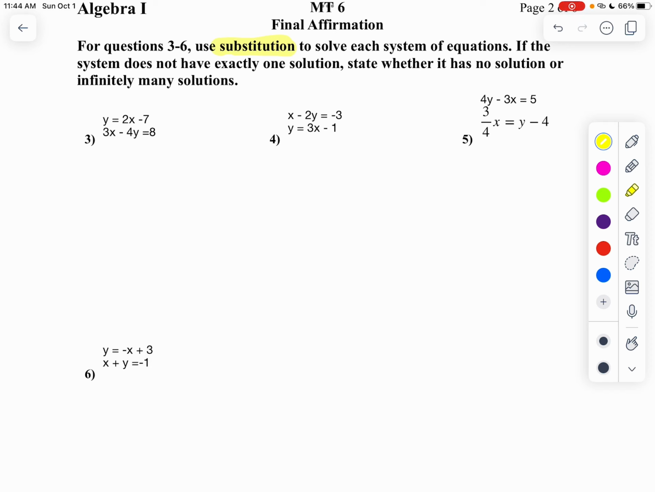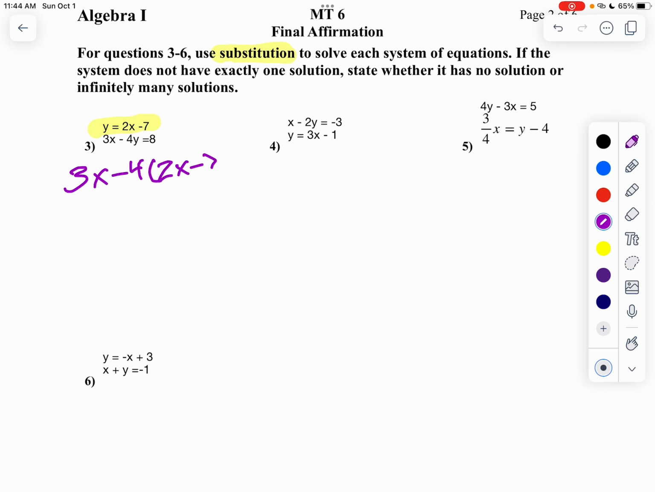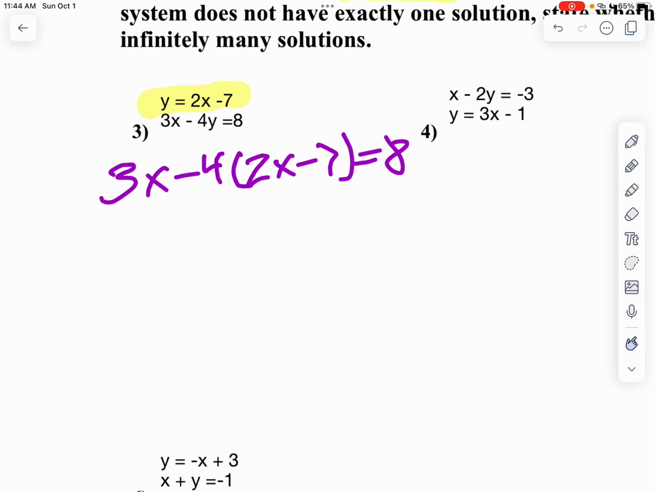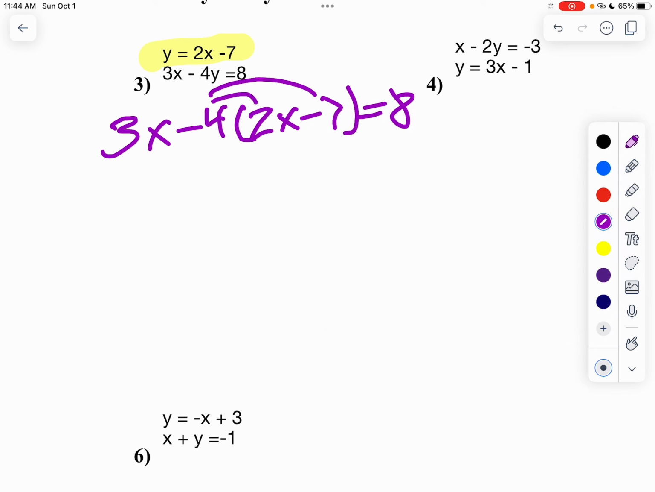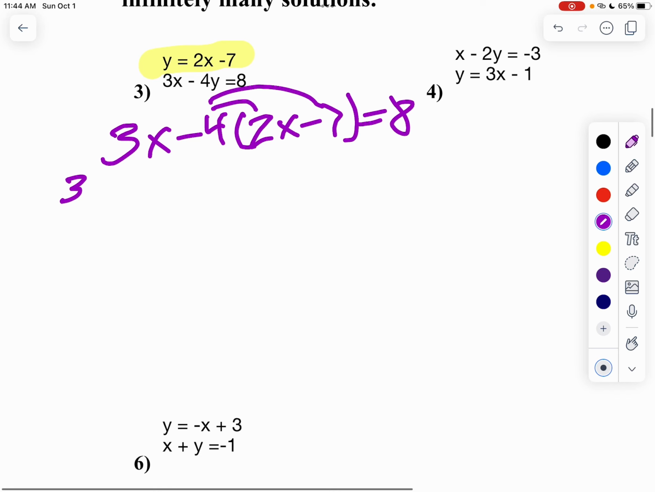So on the first one, notice y is solved for us. So in the second equation, instead of writing y, I'm going to write what equals y from the first equation. So I'm going to say 3x minus 4, parentheses, 2x minus 7 equals 8. I wrote way too big there. I'm going to blow up my screen here so I can write a little bit smaller. And then we're going to distribute that negative 4 inside, so we get 3x minus 8x plus 28 equals 8.